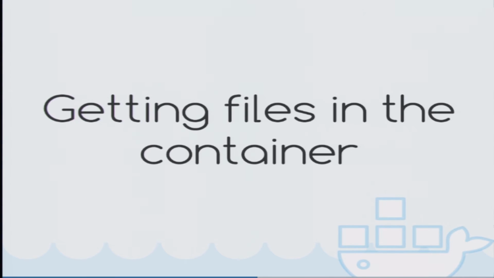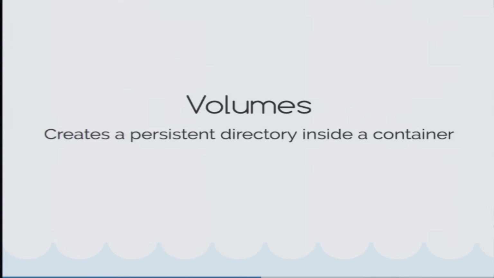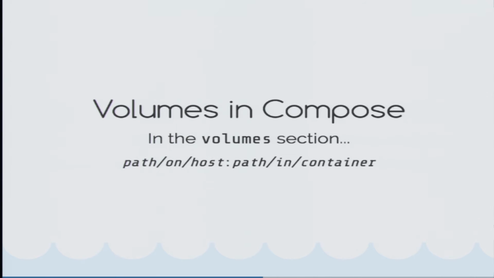So now we need to get our files in the container. How do we get the files in the container? Docker Compose provides something called volumes. It can do 2 things. It can create a persistent directory inside of a container, but most often what you use it for is to mount a directory or file on your host system in the container. To make a volume, in the volume section, you want to specify the path on the host and the path in the container. It's kind of like the ports mapping statement in the same way.